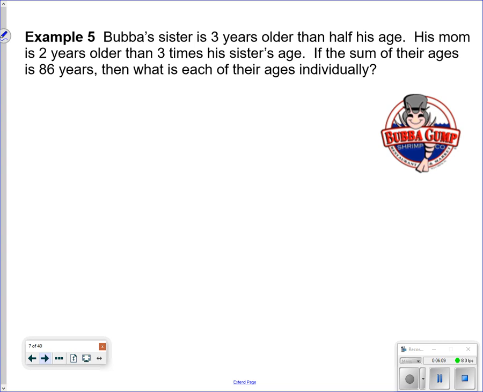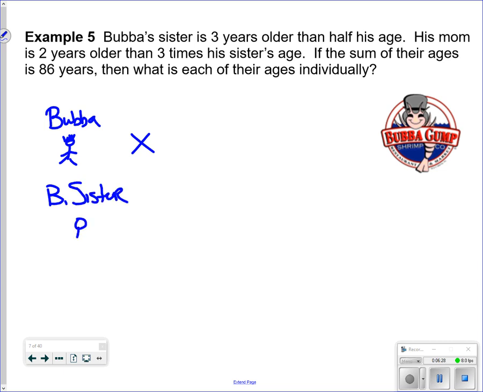So now, let's talk about Bubba first. Here's Bubba. I'll even draw a little picture for Bubba. He's got a spiked haircut. So now, Bubba we'll call X. So now, Bubba's sister. We'll even draw a little stick figure. Bubba's sister is 3 years older than half his age. So half Bubba plus 3.